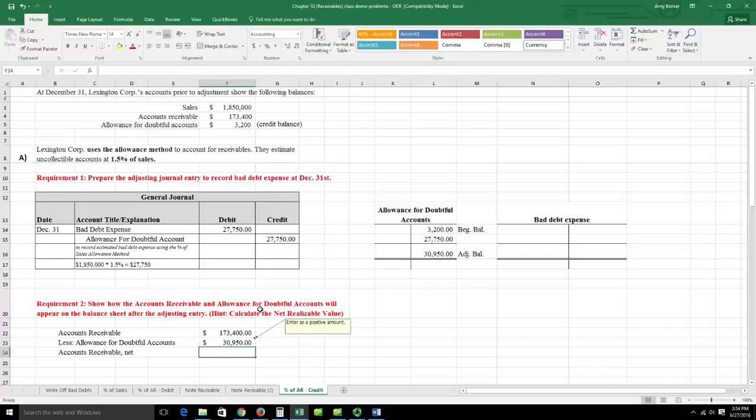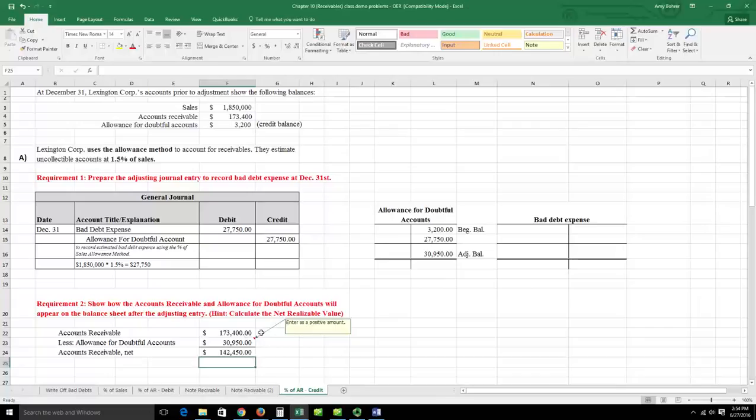And then to figure out what your net realizable value of accounts receivable is, you just subtract the two, because your allowance for doubtful accounts has a credit balance and your accounts receivable has a normal debit balance. These two will be netted together or subtracted to come up with what we actually think we'll collect in cash from these accounts receivable. So this is how it would appear on the balance sheet.